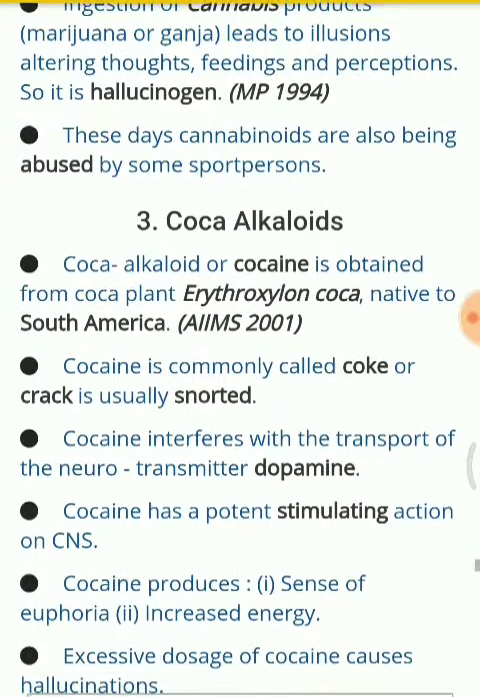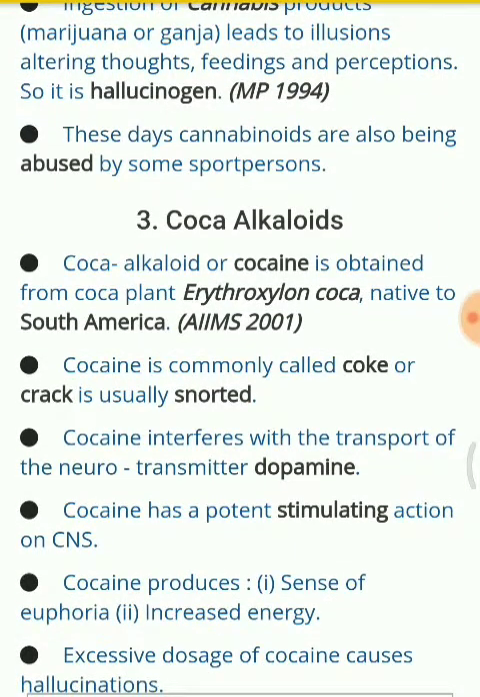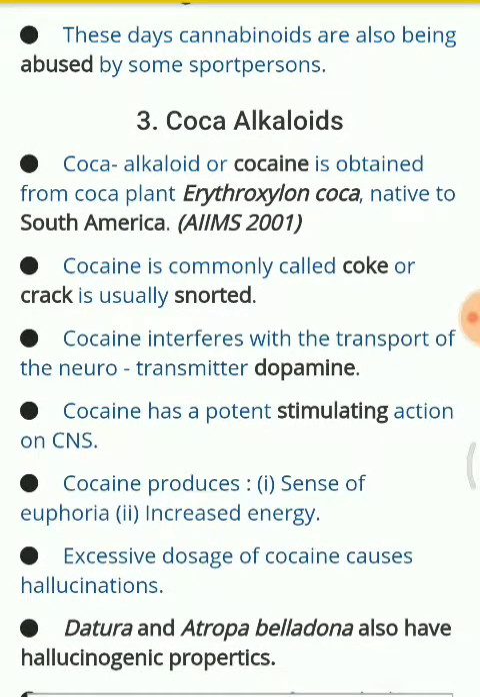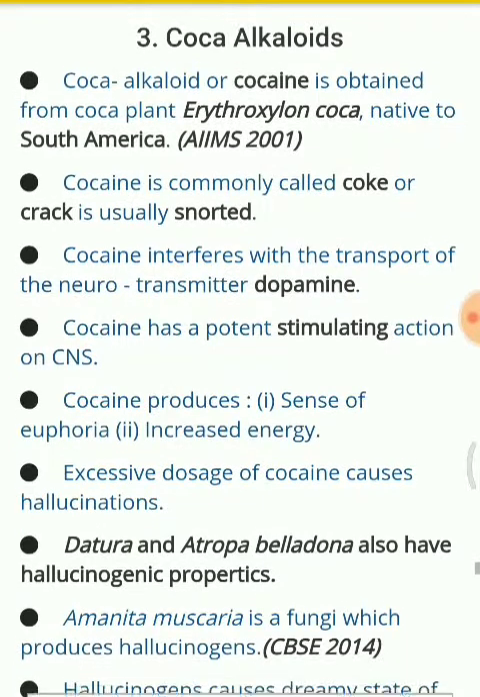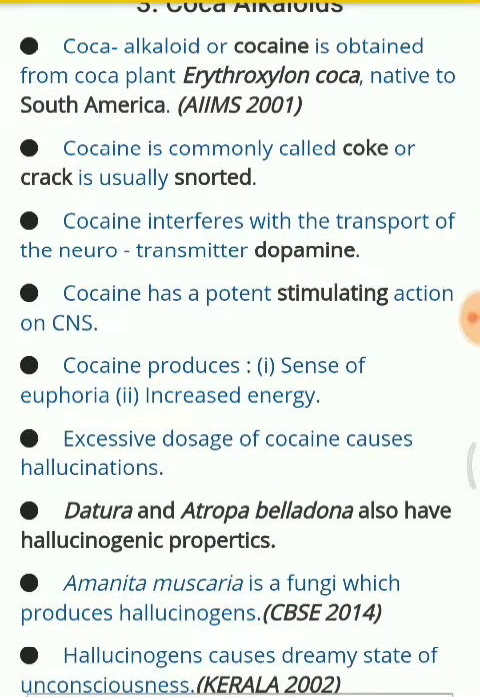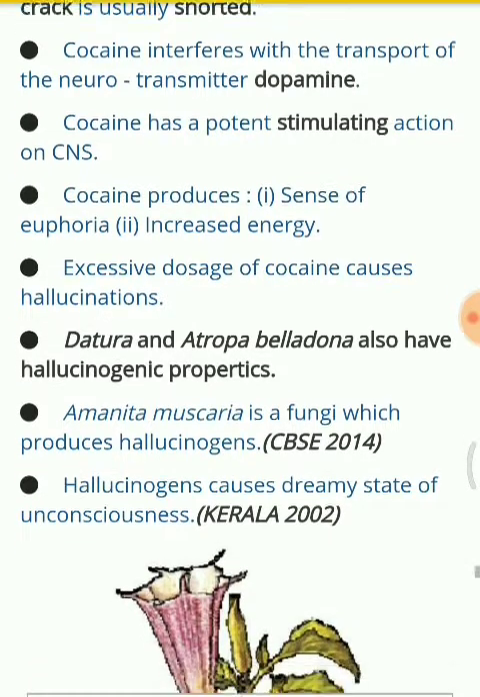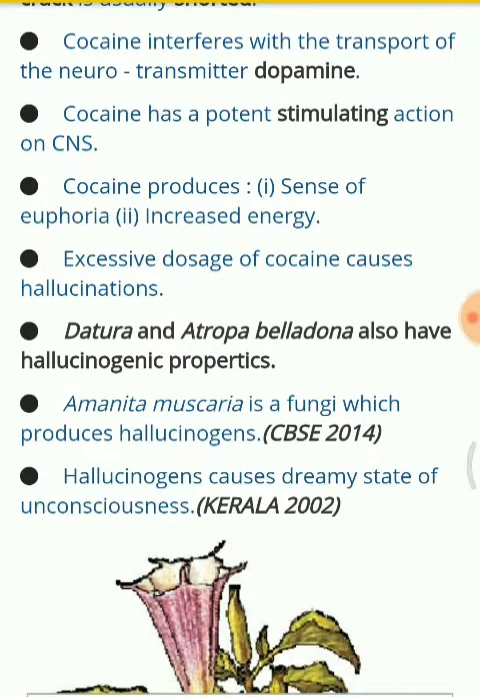Coca alkaloids. Coca alkaloid or cocaine is obtained from the coca plant Erythroxylum coca, native to South America. Cocaine, commonly called coke or crack, is usually snorted. Cocaine interferes with the transport of the neurotransmitter dopamine. Cocaine has a potent stimulating action on CNS. Cocaine produces a sense of euphoria and increased energy. Excessive doses of cocaine cause hallucination.